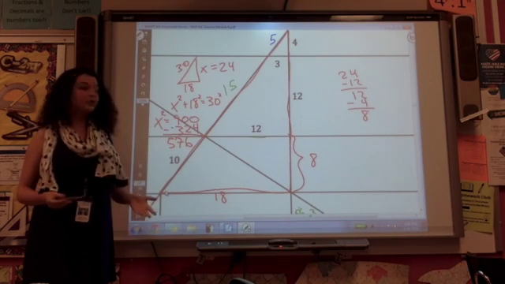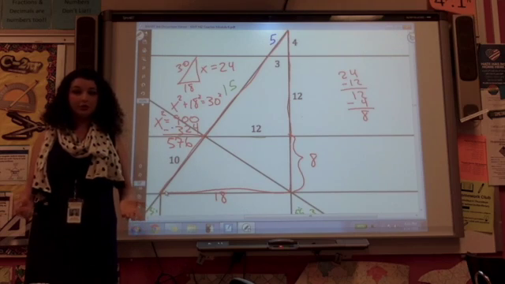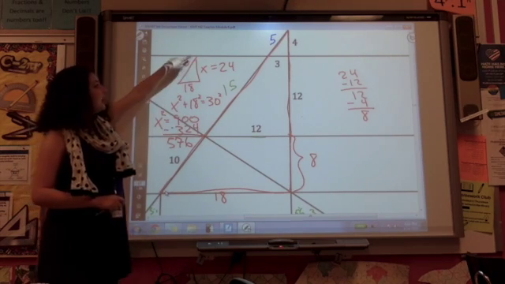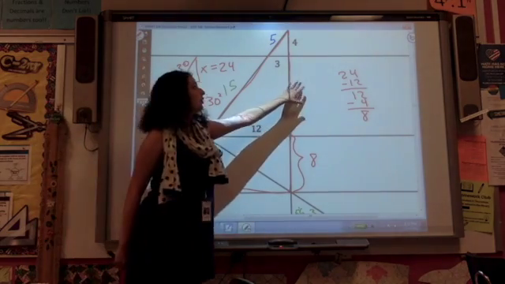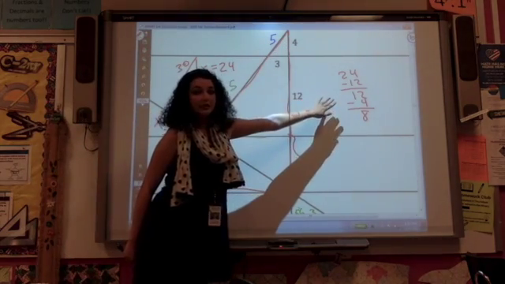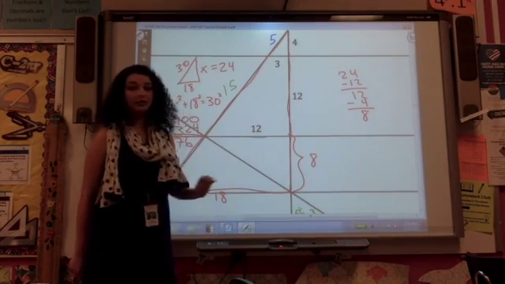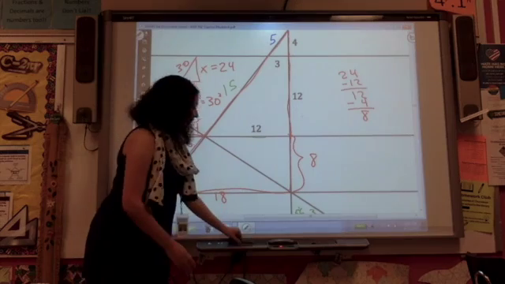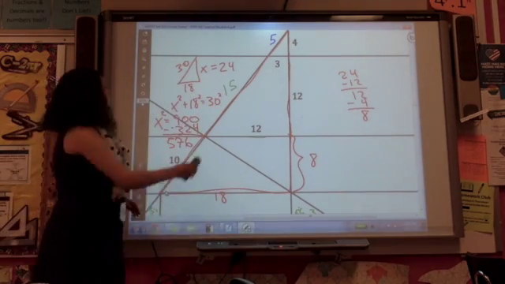So x squared equaled 576, which is 24 squared. Therefore, the entire side length was 24. I already had 12 and 4, so I've subtracted those off to get 8. And that's how I found this side right here. Okay. With that, I'm going to go ahead and clean this up, and we'll move on to the next part.